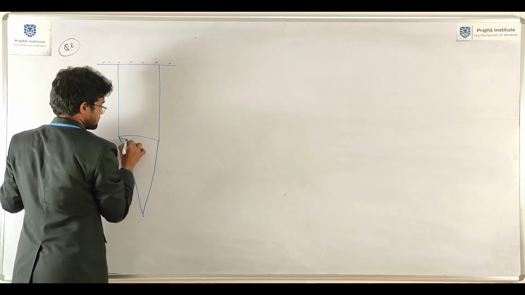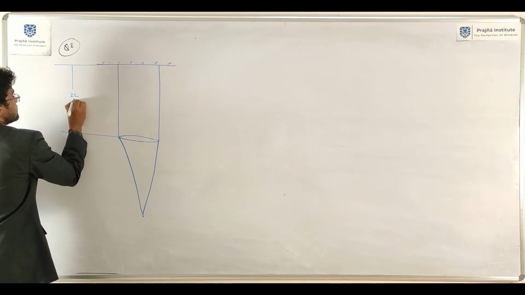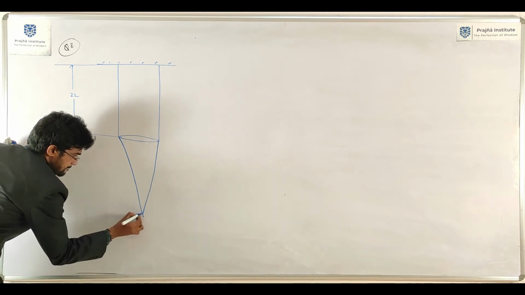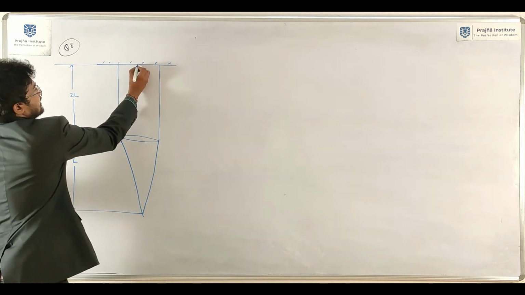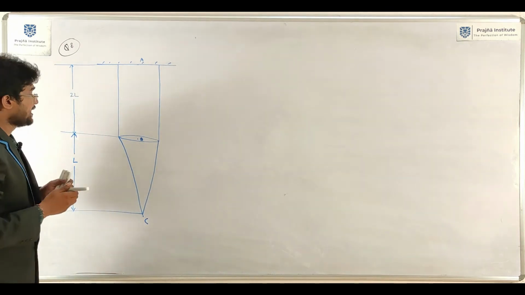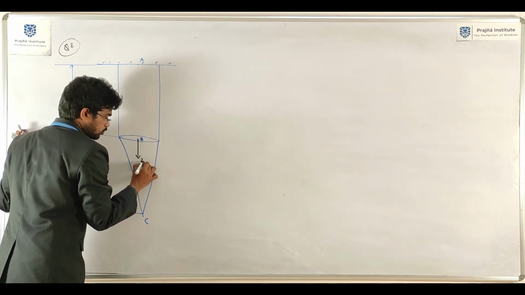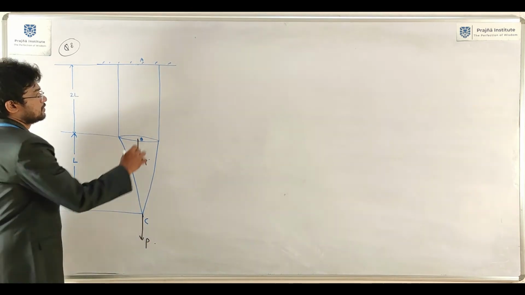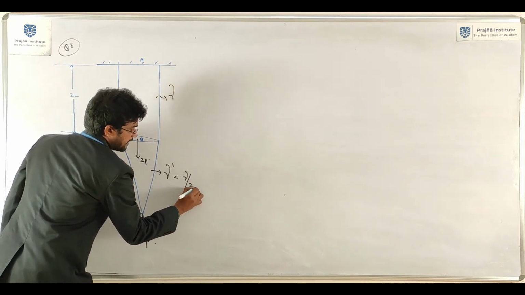Okay, from here to here it is 2L, and here to here it is L. It is A, B, C. Now, a load is acting here. This is 2P, and a load is acting here. It is P. Gamma, and gamma dash equivalent to gamma by 2.